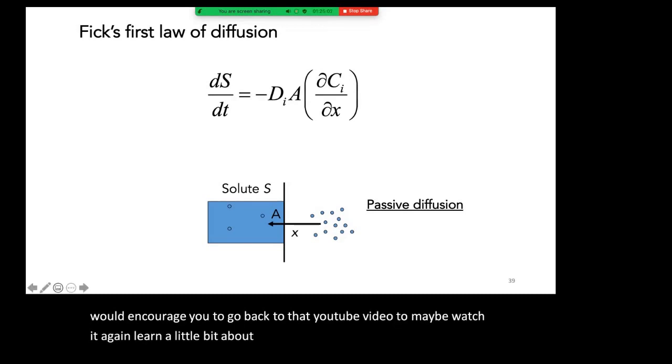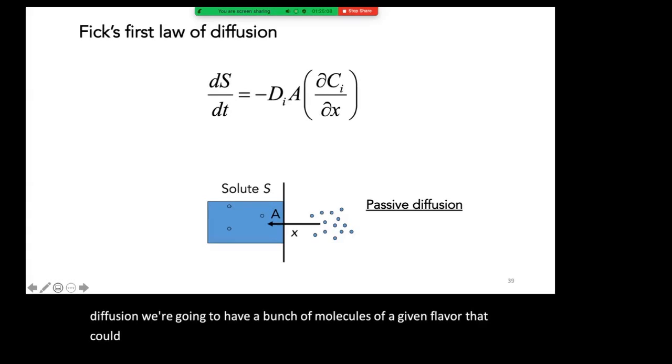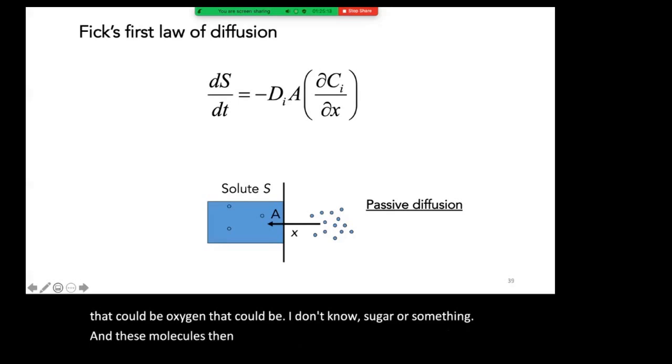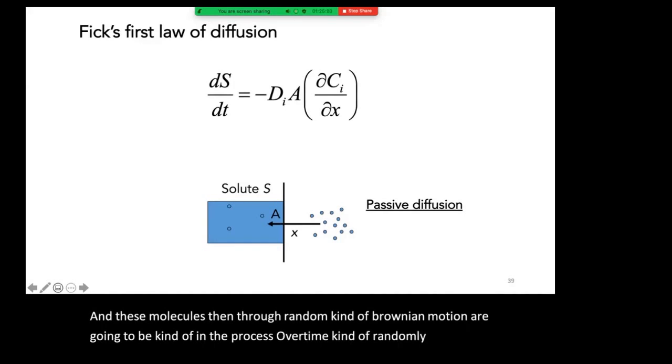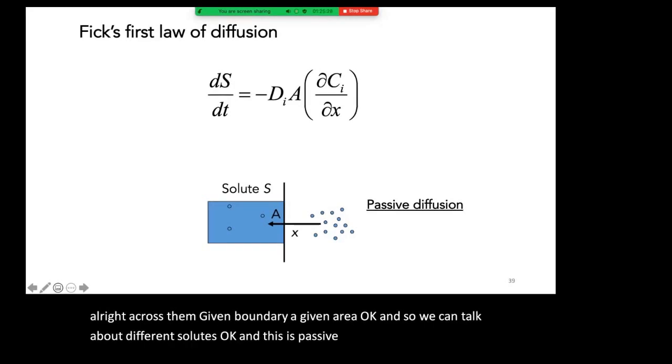In passive diffusion, we're going to have a bunch of molecules of a given flavor. It could be oxygen, it could be, I don't know, sugar or something. Through random Brownian motion, these molecules are going to be randomly diffusing over time across a given boundary, a given area, okay? And so we can talk about different solutes, and this is passive diffusion. That diffusion distance then is x here.